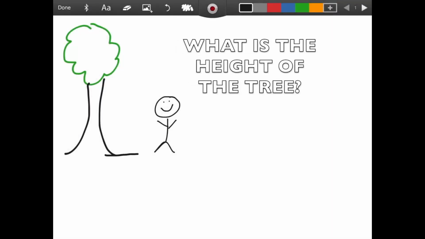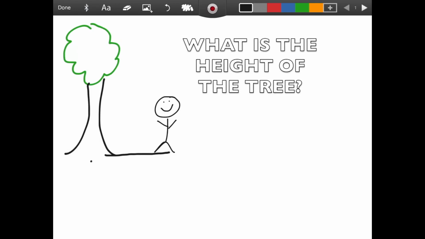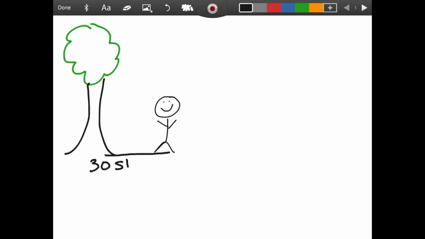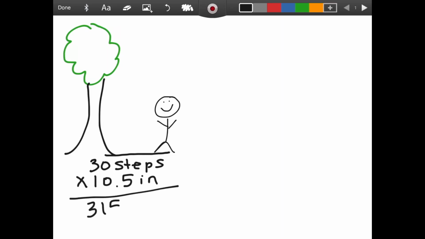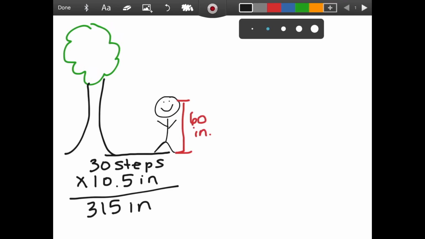So to solve for the height of the tree, the first thing that I need to do is figure out how far I was standing away from the tree. As I said, I went 30 steps and the length of my foot was 10.5 inches. So when I multiply those together, I can see that I went 315 inches away from the tree. Next, my height from eye level down was 60 inches.